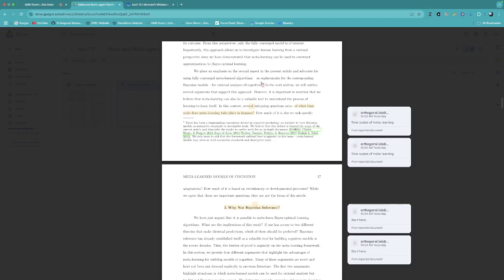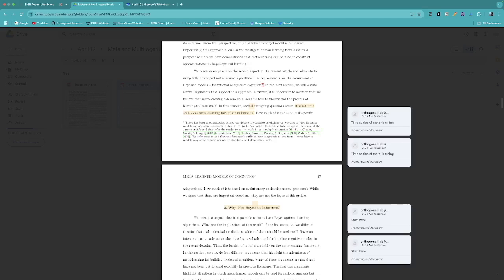Number 3 is, how much of it is based on evolutionary or developmental processes? So, is meta learning sort of embedded in development or in evolution? And again, those time scales become important, because development is this, sometimes years-long process. Evolution is many, many years. So, it's generational. And so how does meta learning unfold there?